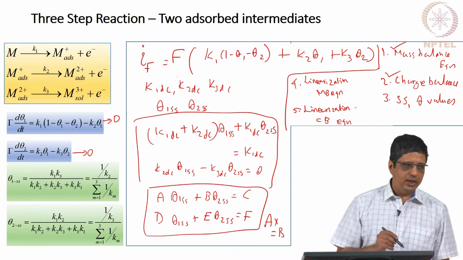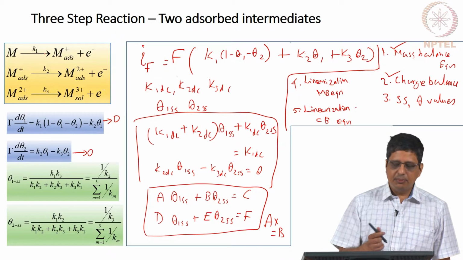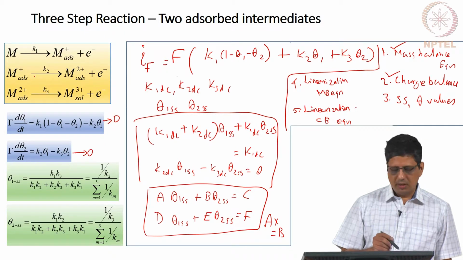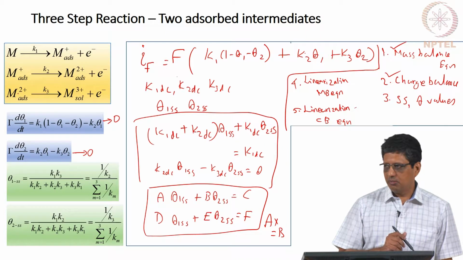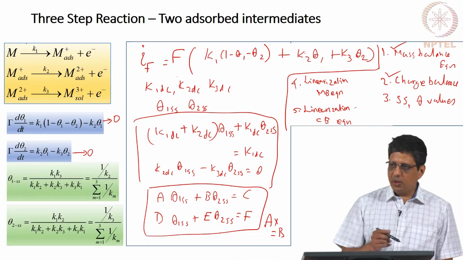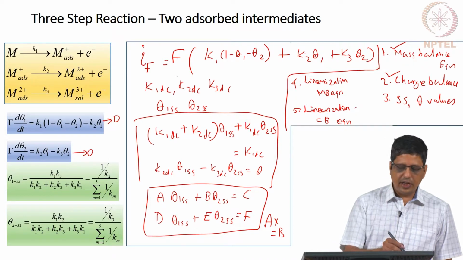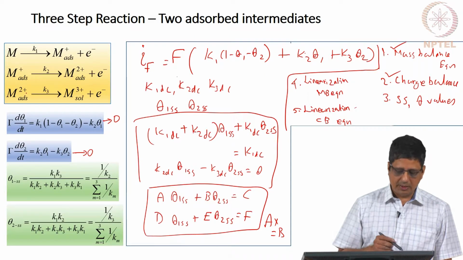Think of it as K1 is the rate of consumption of metal side, K2 is the rate of consumption of metal plus adsorbed, K3 is the rate of consumption of metal 2 plus adsorbed. It is not the rate, it is the rate constant corresponding to that. Inverse of K1 is telling you how slow that is getting consumed, inverse of K2 tells you how slowly M plus adsorbed is consumed, inverse of K3 tells you how slowly M2 plus adsorbed is consumed.